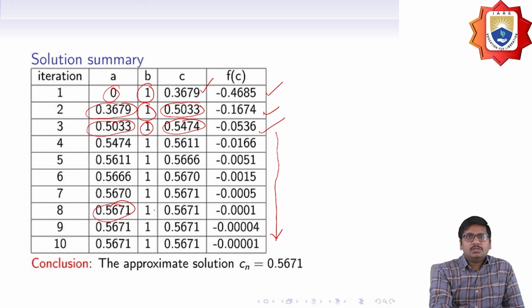While doing all the calculations like this, see this, 0.5671, and the c value is also the same, and here also I'm getting the same value. So the approximate solution for the problem is 0.567. Like this, we calculate the root of this nonlinear equation by using the Regula Falsi method.